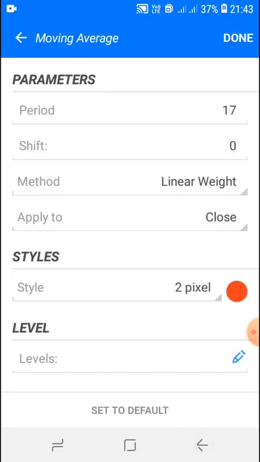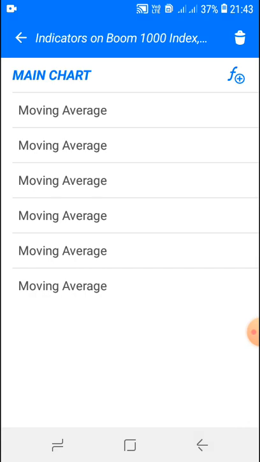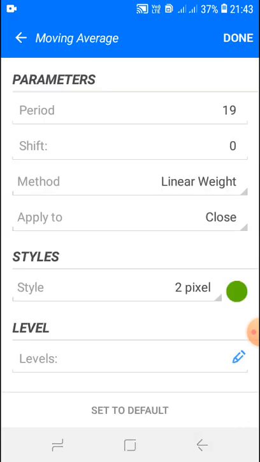The third one should be 17, method linear weight, apply to close, pixel red. The fourth one should be period 19, shift 0, method linear weight, apply to close, pixel green. Okay, and then 21, linear weight, close, pixel black. And the last one should be 23, linear weight, close, pixel light blue.